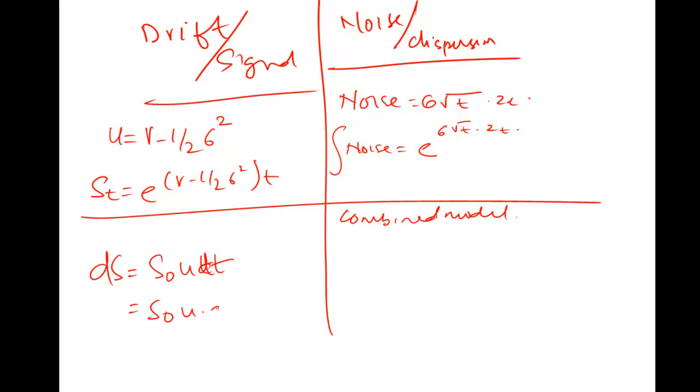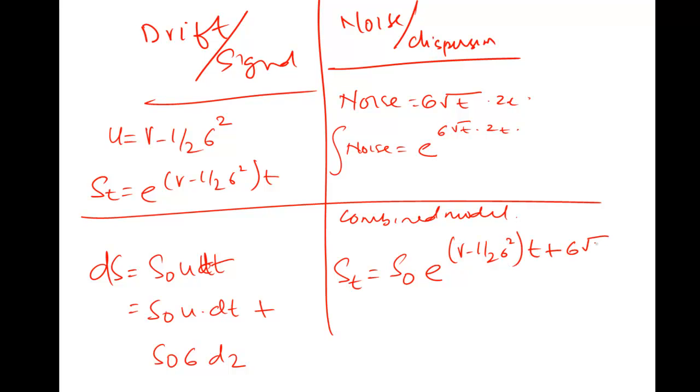And when you bring this together, you end up with e raised to the power sigma under root t into zt. So change in the value of S because of the drift related component is S0 into mu into dt, same concept, B0 into r into dt, plus a component for diffusion given by S0 into sigma into dz. And when you put these two pieces together, you actually end up with a combined model, which looks a little tricky, but it's not that difficult.